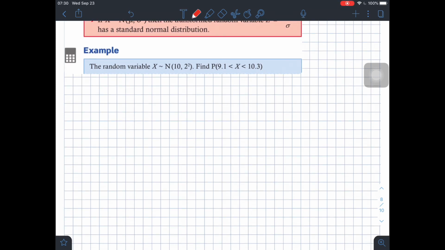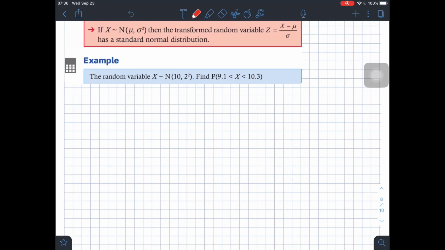Okay, so it says the random variable x has a normal distribution where the mean is 10 and the standard deviation is 2, or the variance is 4, right? Find the probability of x being between 9.1 and 10.3. Okay, so I'm going to show you two ways in which we can solve this. One is the shortest, which is directly using GDC. So I'm going to write it here. Using our calculator. I'm going to show you this in a second.